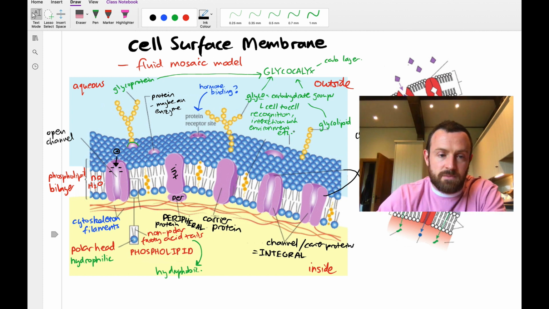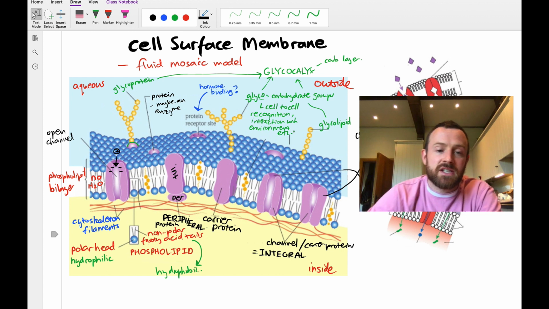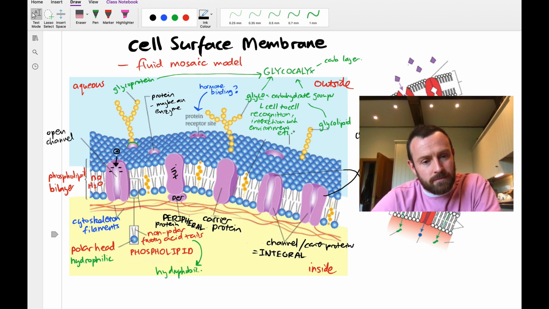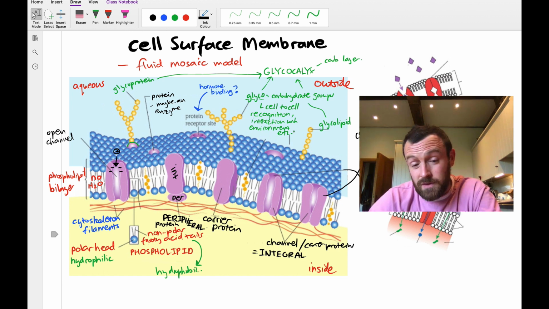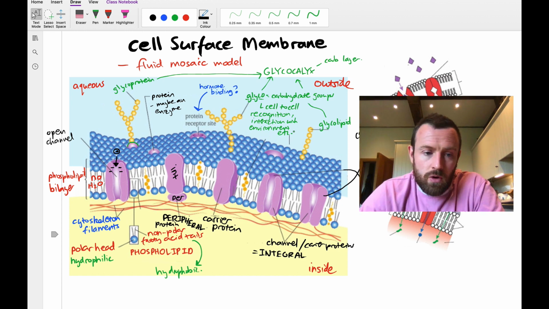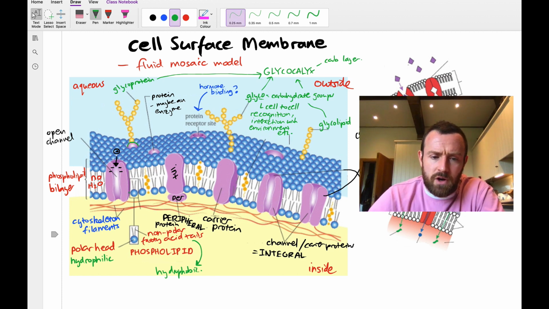Okay, so that's the cell surface membrane. Now, one thing you should be just a little bit aware of, a little bit of extension, is how do we know it's fluid? How do we know things are moving around? I'm going to describe for you one of the experiments that was done. You don't need to know this in detail, but you might be given the information and then have to draw conclusions from it. It's called the fluorescence recovery after photo-bleaching experiment, which was pretty interesting, actually.